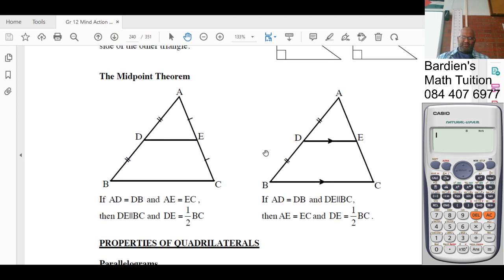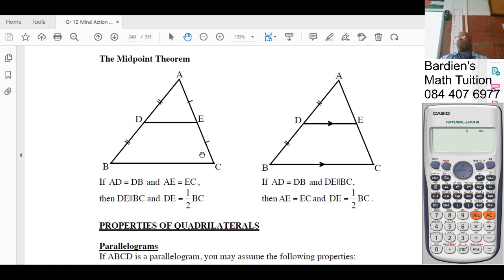The fourth case, congruency, we spoke about that. The midpoint theorem, what you did in grade 10, and the proof thereof still stands. We know that if you have the midpoints of two sides being joined, the line being drawn will be parallel to the third side, and also in this case DE is equal to half BC, or BC is double DE. Okay, so there's a relationship between the lengths there.